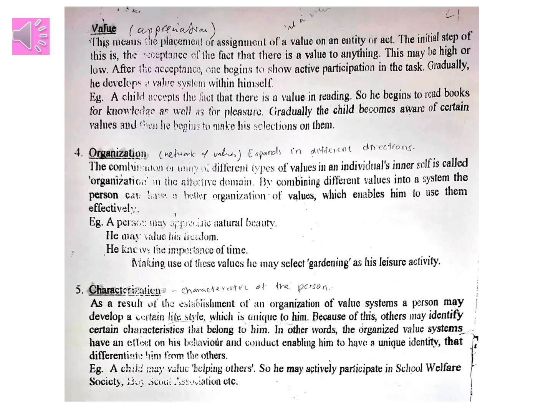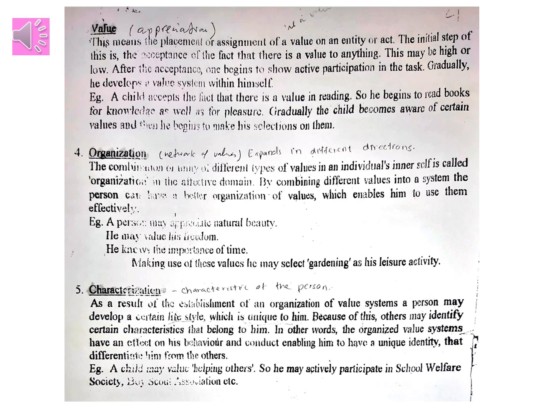In other words, the organized value systems have an effect on his behavior and conduct, enabling him to have a unique identity that differentiates him from the others. Some people like to know about stars, the galaxy. So we know that this person is interested in stars and all. Some people like sports, right? They appreciate sports. They like to get involved in sports. So we know that this person likes this. It's a hobby of his, like that.